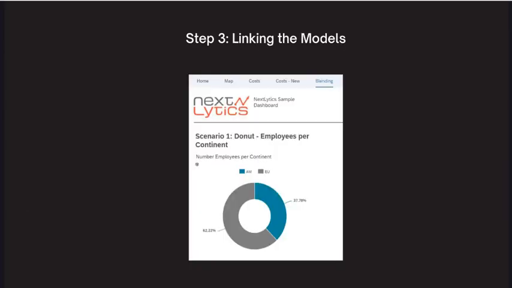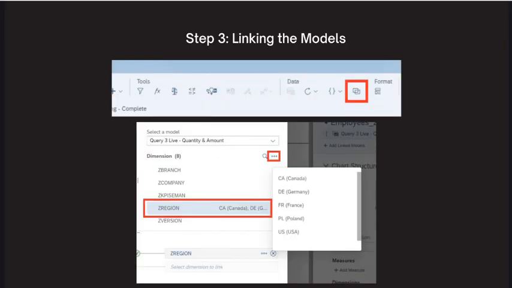Step 3. Linking the models. In order to see whether the recently imported key figures can be visualized, a simple pie chart is created and the number of employees selected by continent. This data can be easily visualized. If you now want to blend the data with a live connection, the models will first be linked together.